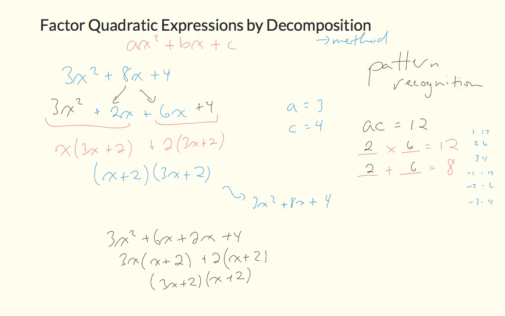So steps are: determine a times c, and then pick two numbers that add to b and multiply to ac.